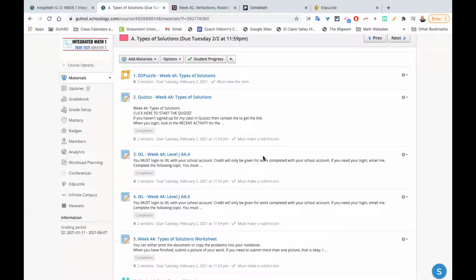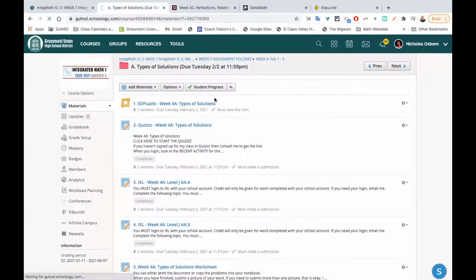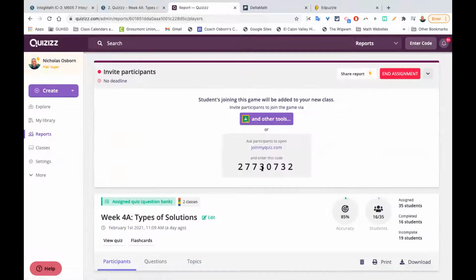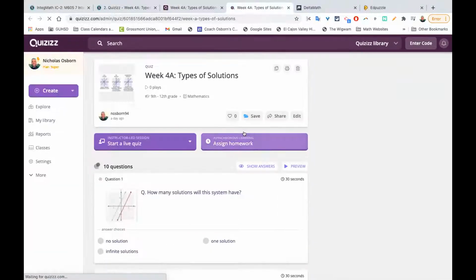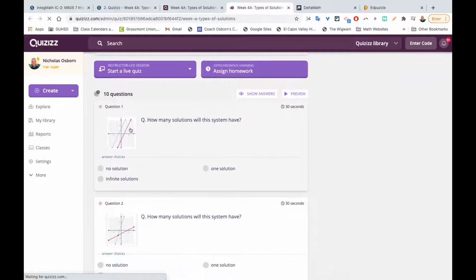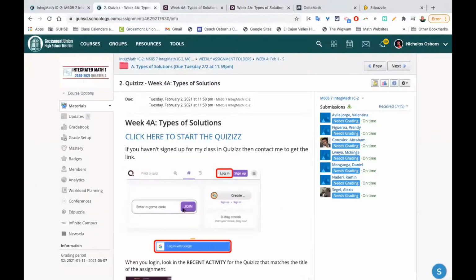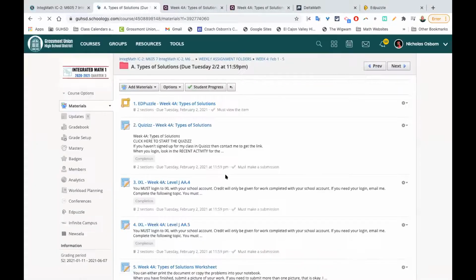Okay, so starting with the first one, it's quizzes. Let me pull this up. So quizzes, types of solutions. These are the types of questions you're going to see. You're going to look at a graph and figure out how many solutions there are. If a graph doesn't cross, what kind of solution do you have? There you go. If it does cross, how many solutions do we get? One solution. If they're both right on top of each other, you've got an infinite amount of solutions. So that's the quizzes. That shouldn't take too long.